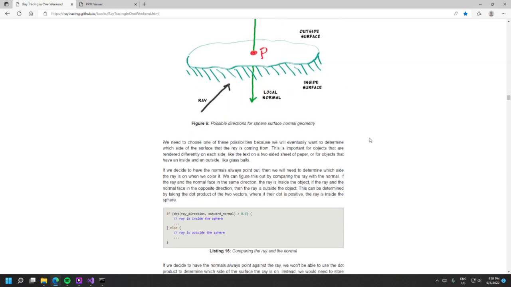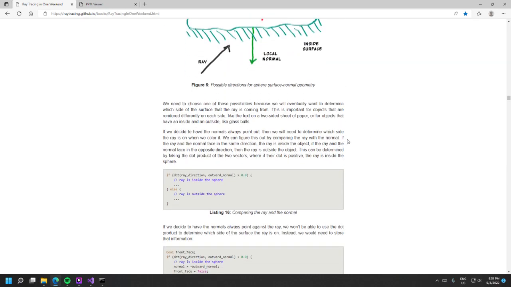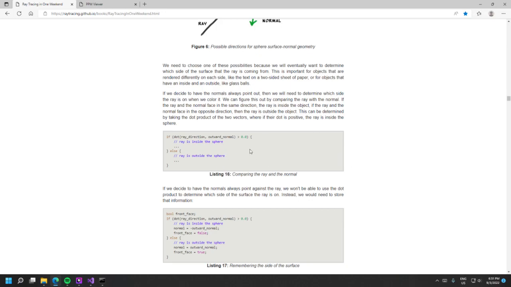I think it would make the light look different, but I don't know why the inside is useful for the case of a sphere. We need to choose one of these possibilities, because you can never have both of the options at the same time. Oh, this is important for objects that are rendered differently on each side, like the text on a two-sided sheet of paper, or for objects that have an inside and an outside, like glass balls. Yes, that makes sense. Okay.